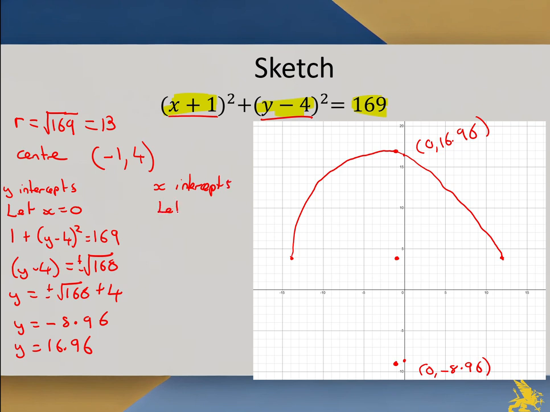We need to make y is equal to 0. So when I make y 0, it's going to have negative 4 squared, which is 16. So when I rewrite this, I'm going to have plus 16 is equal to 169. The next part, I'm going to do this in one step now. I'll take 16, I'll square root, and then I'll take away 1.